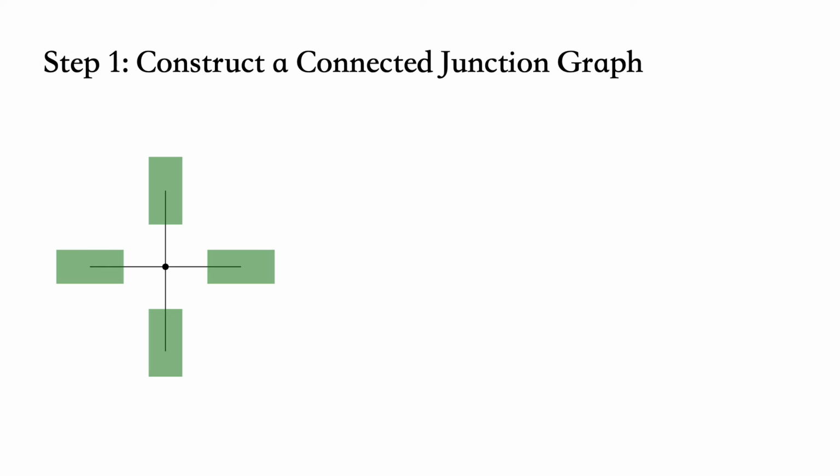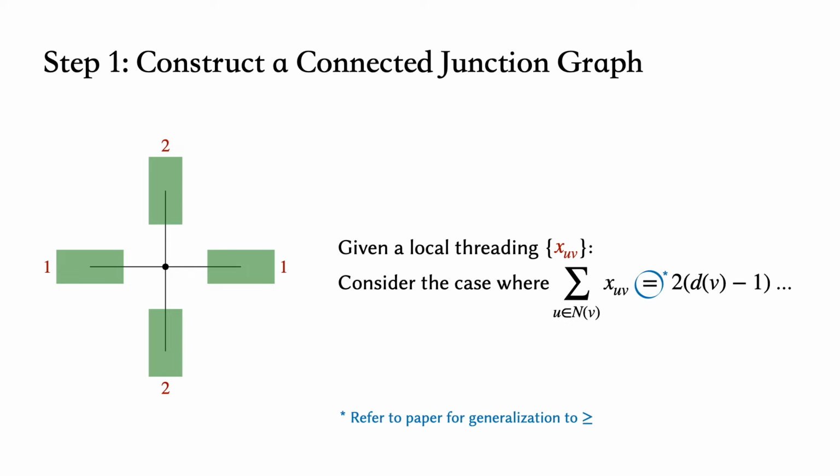Okay, let's demonstrate the construction of a connected junction graph. So say we're given a local threading. This means that we have a count associated with each edge of a graph. In this example, it's 2, 1, 2, 1 for the vertex shown. For this talk, we restrict to the case when constraint 4 holds with equality. That is, the sum of the counts of a vertex is equal to 2 dv minus 1.